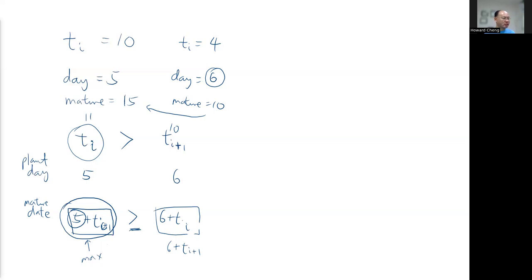So by switching the order to plant the larger tree earlier. Okay, I'm kind of mixing things up here. Sorry, I got mixed up with my indices. By planting the larger one earlier, I'm able to get these two to mature a little bit early. So what am I trying to say?